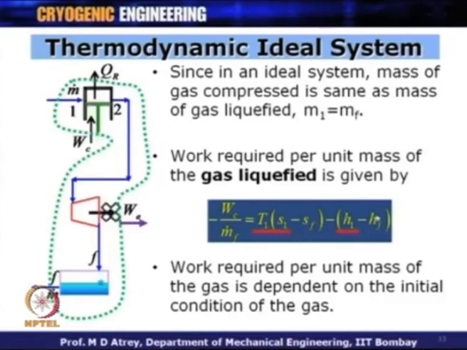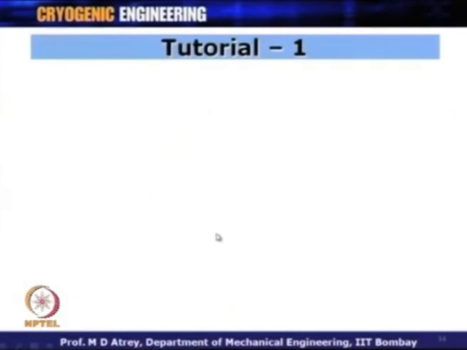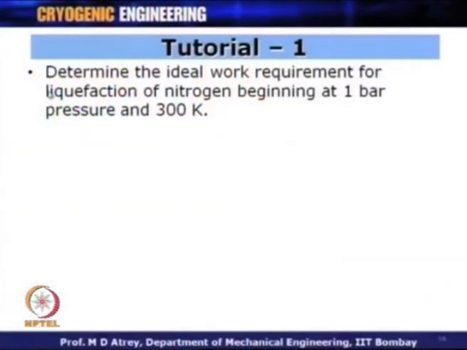Now, based on this, we can have a simple tutorial to understand how we calculate the work of compression to liquefy gas. So, here is a problem. Determine the ideal work requirement for liquefaction of nitrogen beginning at 1 bar pressure and 300 Kelvin. So, what I know is my initial condition is at 1 bar and 300 Kelvin.